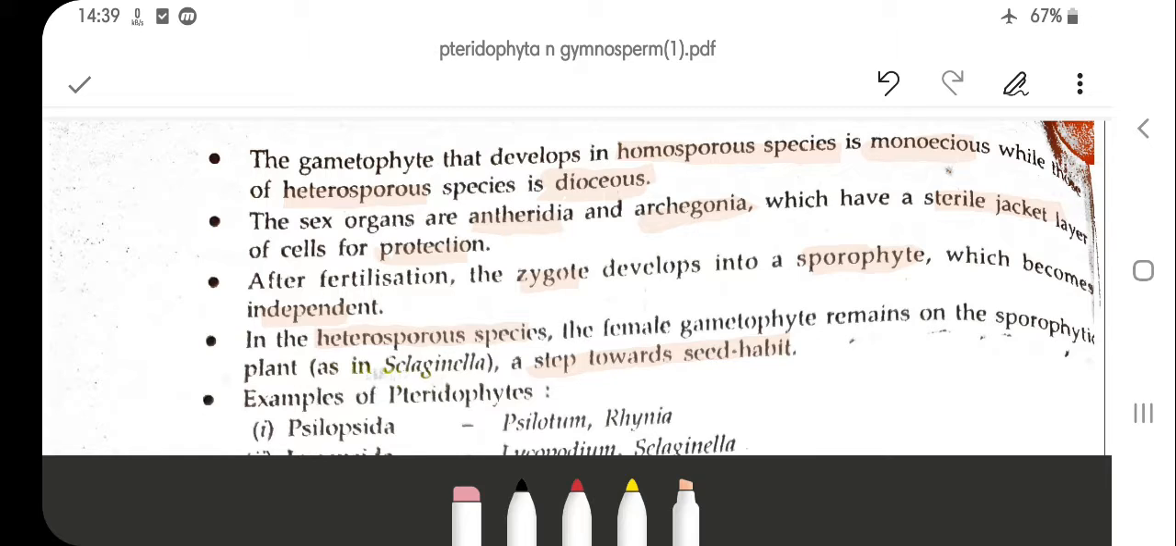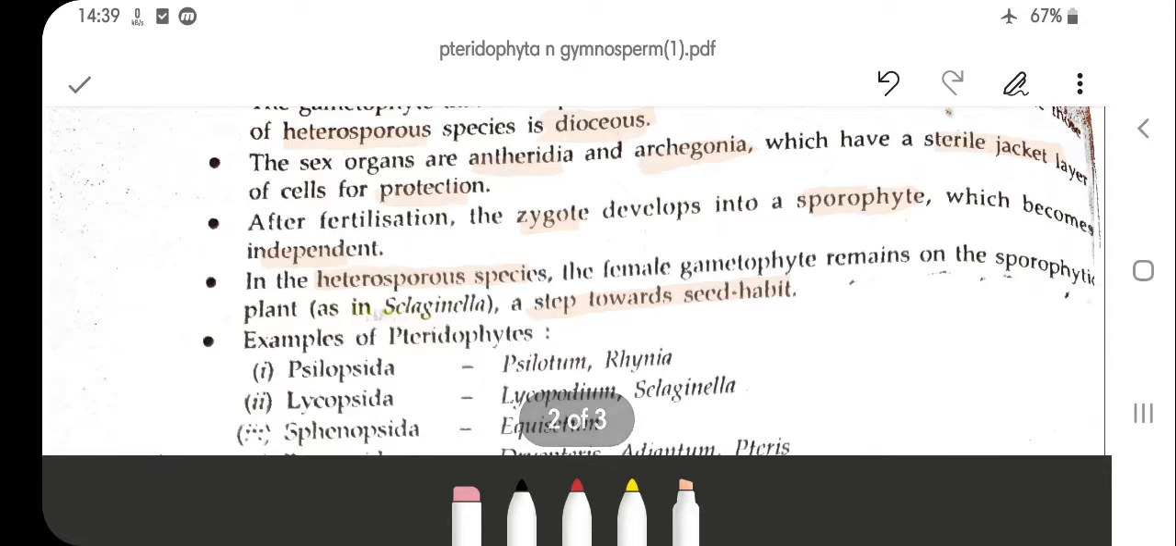After fertilization, the zygote develops again into the sporophyte, so in between the sporophytes we have the gametophyte, and then we have a sporophyte which becomes independent. In heterosporous species, the female gametophyte remains on the sporophyte, and the example is Selaginella, a step towards the seed habit.